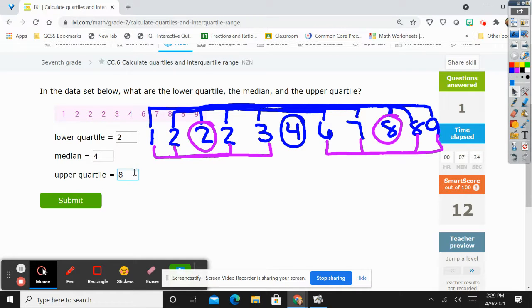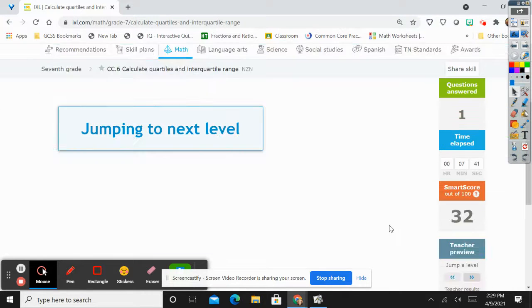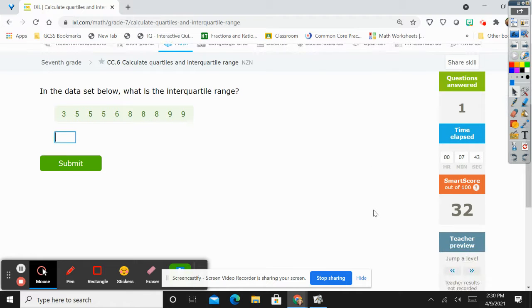If you want to look at this again, see what I did, and make sure you understand. This is how you find the lower quartile, the median, and the upper quartile. Now, if I want to jump ahead, I can do that, but you guys can't. Now it's asking you for the interquartile range. So again, you can't just take that off the top of your head. You have to find all the quartiles.